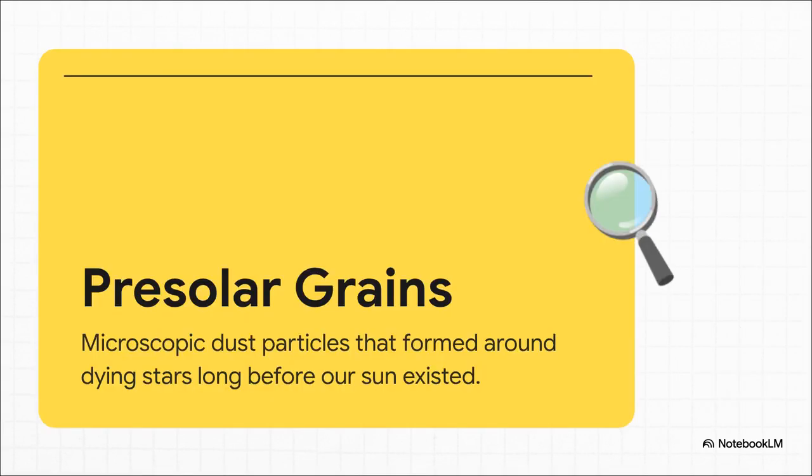So the official term for this stuff is pre-solar grains. And the name says it all, right? They're grains that existed pre-solar, before our own sun. They're basically time capsules from other solar systems. And these little grains, they're the heroes of our story today because they give us this incredible direct window into how other stars live and die.